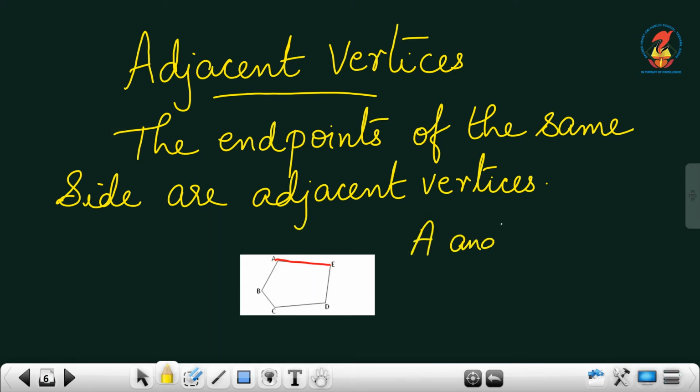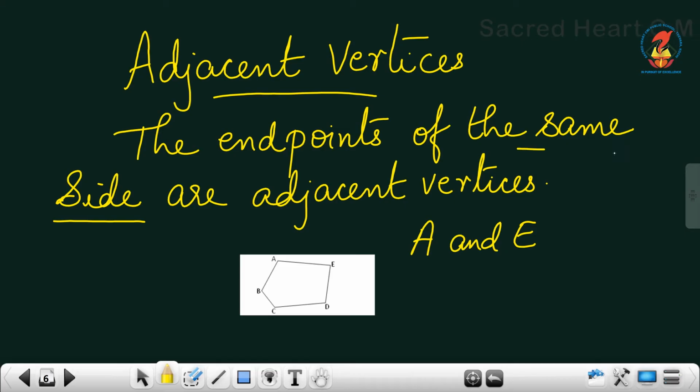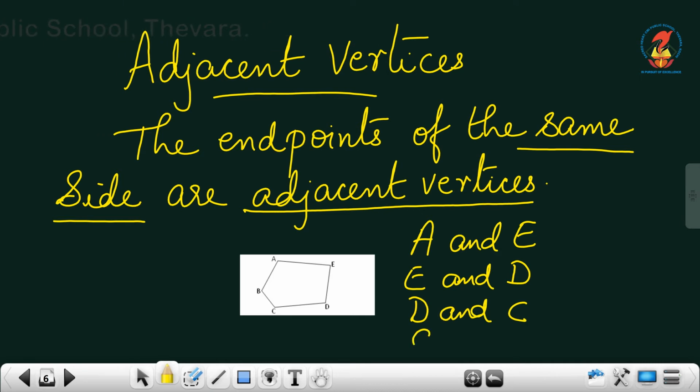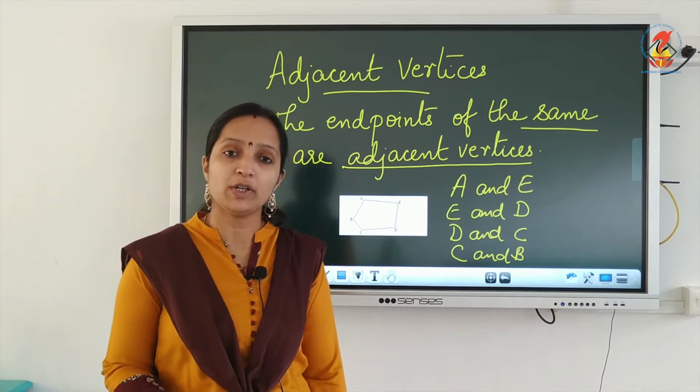What is meant by A and E being adjacent vertices? That means the endpoints of the same line segment or endpoints of the same side. What is the word? Adjacent vertices. In the same way you can say E and D are adjacent vertices here. I think it's clear. D and C are adjacent vertices here. C and B are adjacent vertices. Endpoints of the same line segment, or the starting point and the ending point of the line segment.